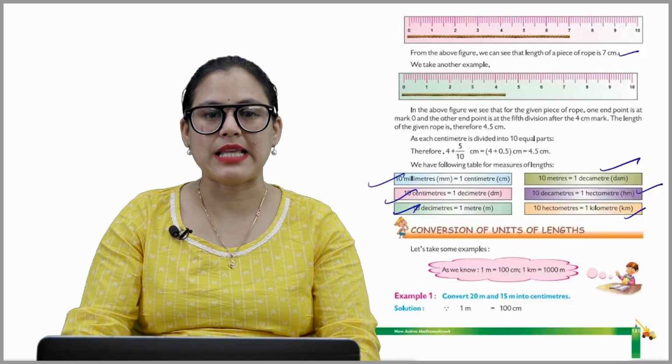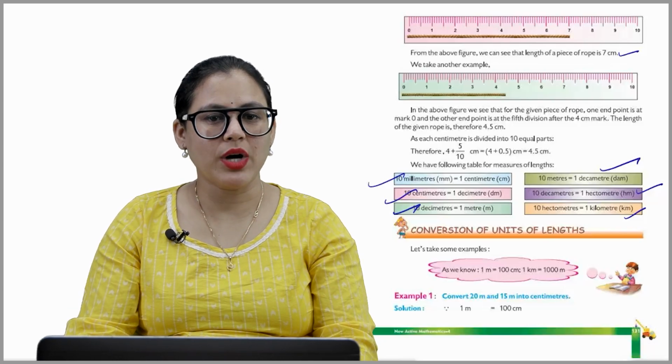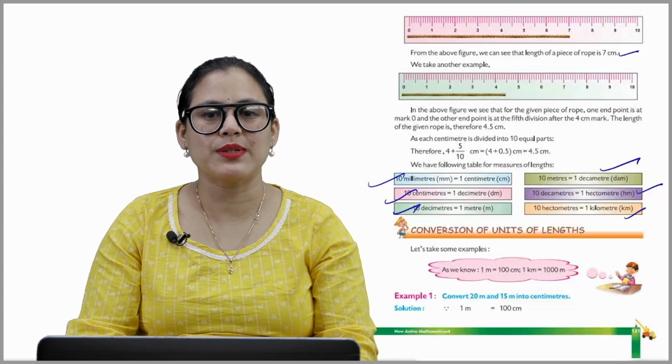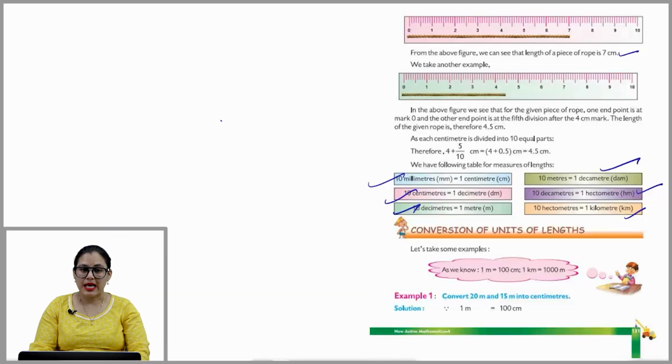Now, conversion of units of length. Let's take some examples. As we know, 1 meter is equal to 100 centimeter and 1 kilometer is equal to 1000 meter. Example 1, convert 20 meter and 15 meter into centimeters.